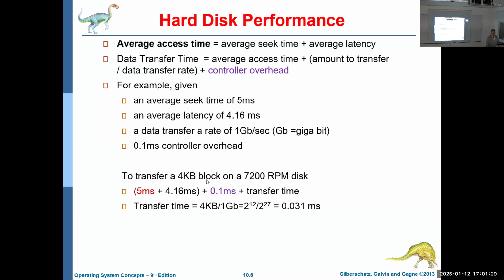And now we have the actual transfer, and the transfer time is 4 kilobytes divided by 1 gigabit per second, which is where it gets confusing. It's not going to be 4 million, it's going to be less. The bigger the speed, the smaller the time, right?